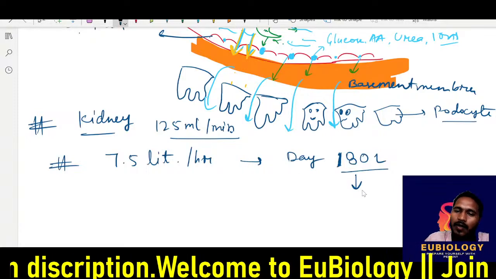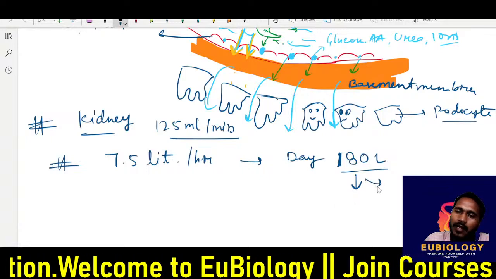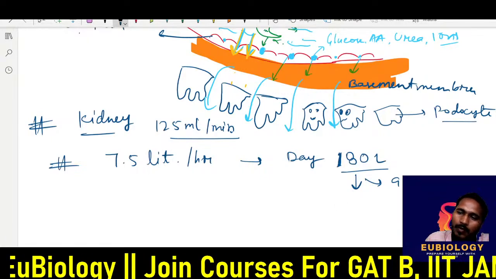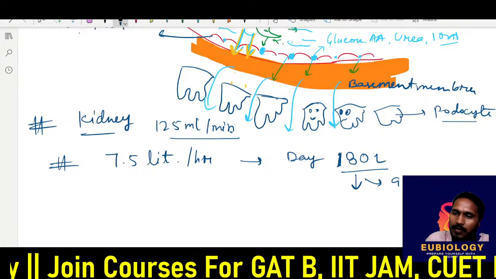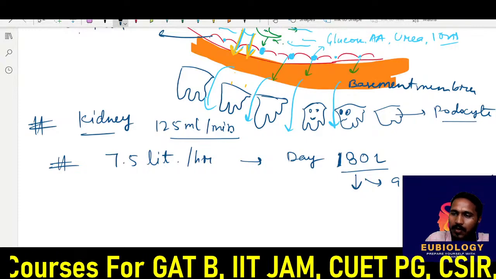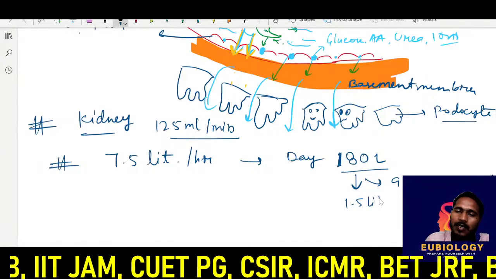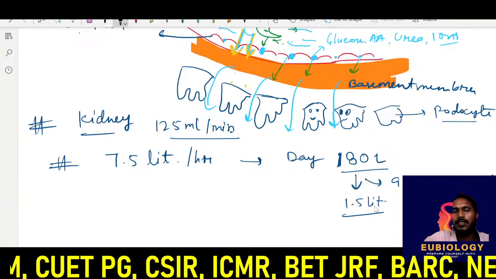So 90% will be reabsorbed, and only around 1.5 liters will go for urination.